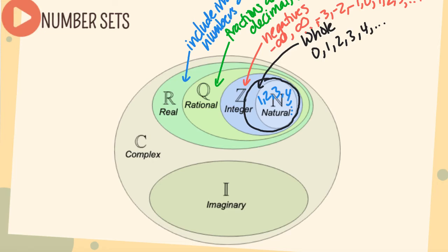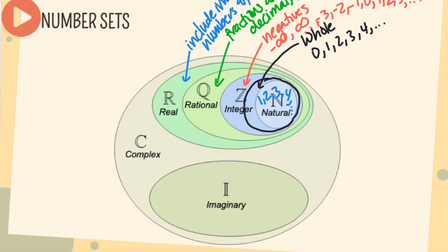Such as pi, e, square root of 3. Any number that's a decimal that can't be written as a fraction is also included in real numbers. But notice how rational numbers are real numbers, integers are also real numbers, whole numbers are real numbers, and natural numbers are real numbers.